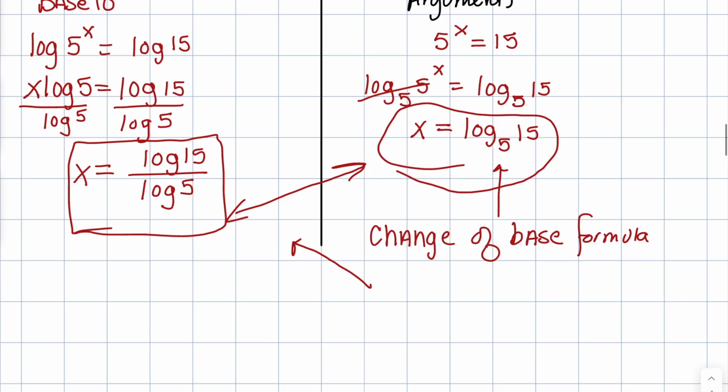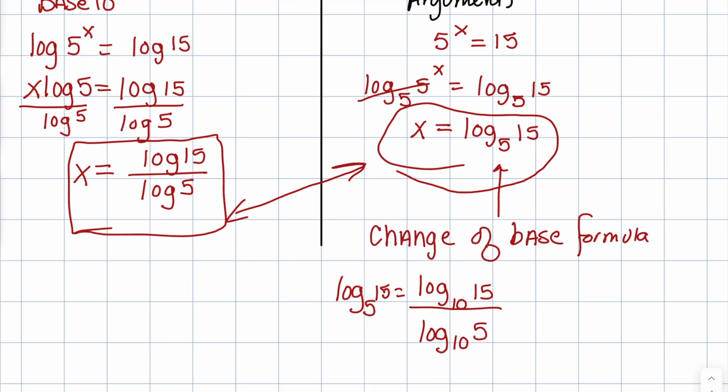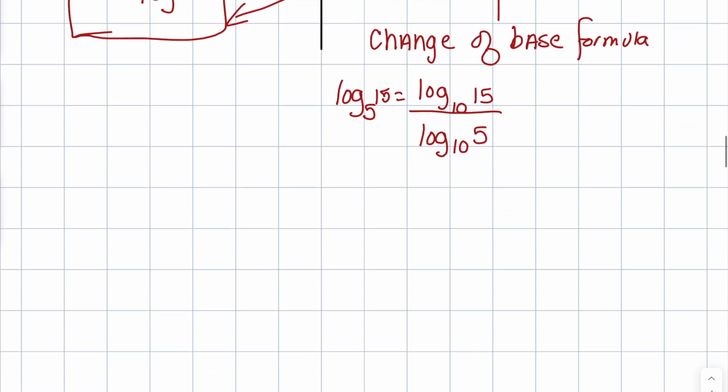Remember, you take log base 10, so log base 5 of 15 equals log base 10 of 15 over log base 10 of 5. Again, that's what we're doing. That's technically why it doesn't matter which way you do it. Either answer is acceptable. Okay, so let's try another one.